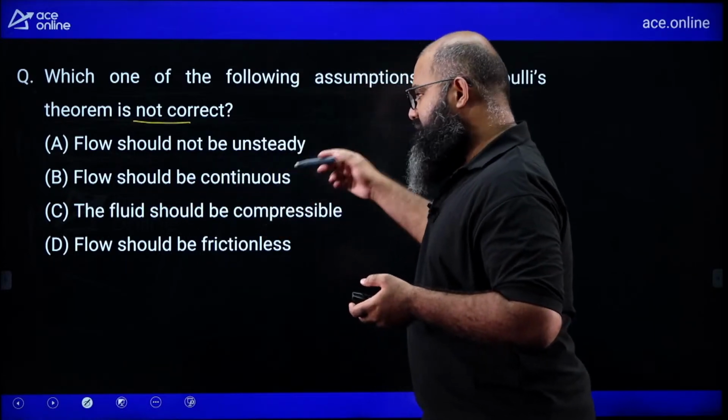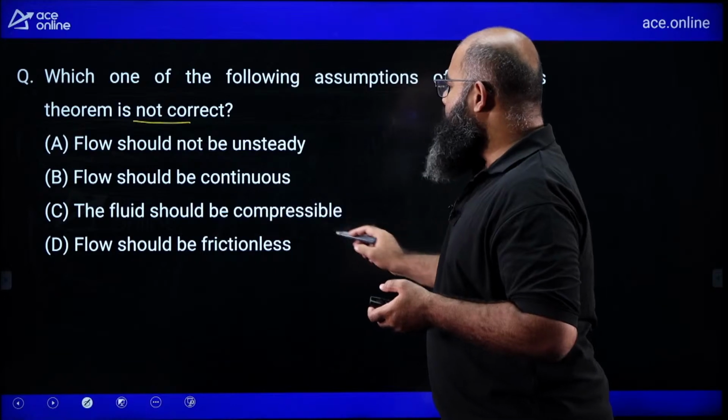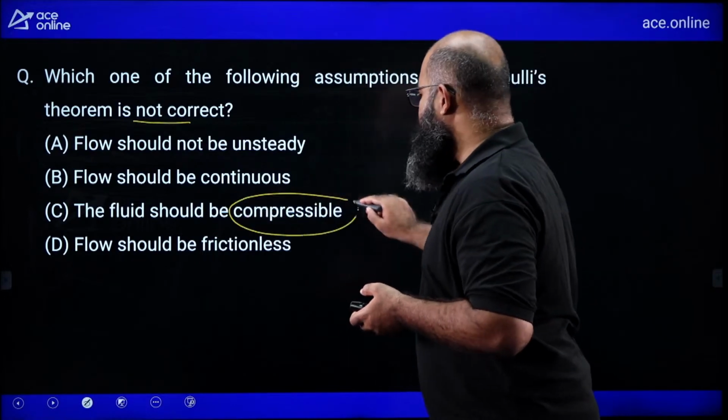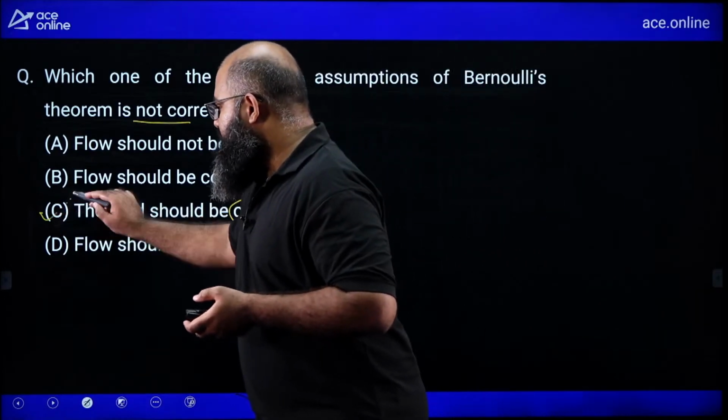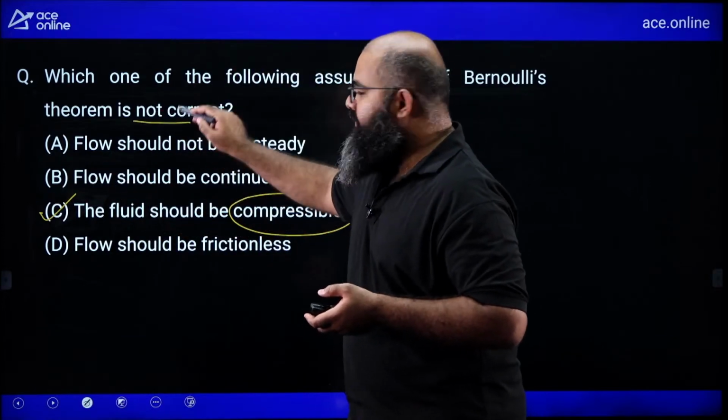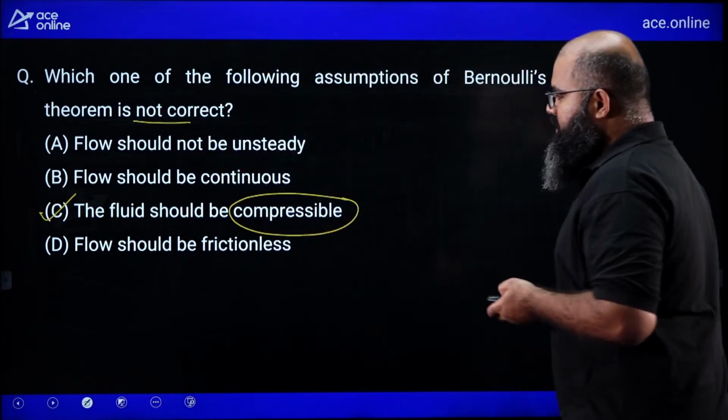Flow should be continuous, this is also correct. Flow should be compressible, this is a problem, flow actually should be incompressible. So therefore, this is a wrong answer and we are supposed to identify the wrong statement. So option C would be correct.